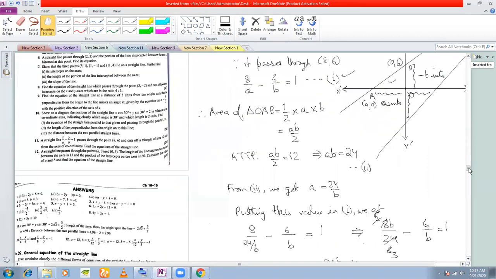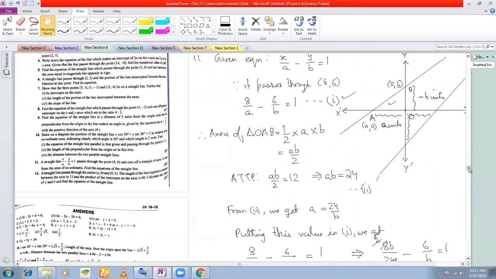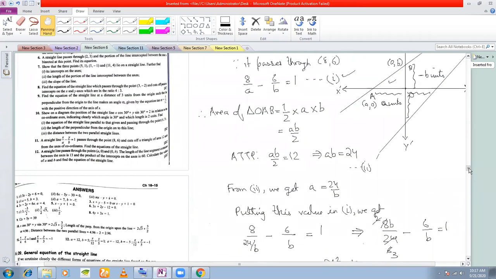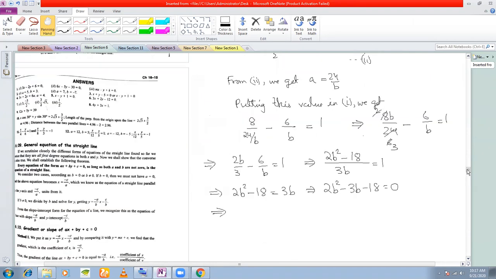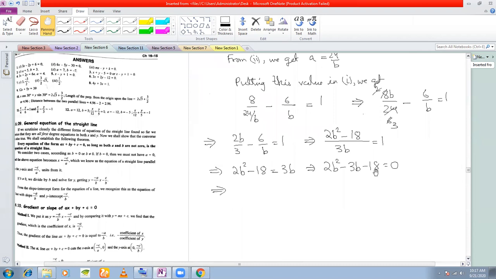Area of triangle AOB is this. And AB by 2 is 12 square units. Okay, so this is 24. So A gives you 24 by B. You put the value of A, 8 by 24, 2B by 3 minus 6 by B, 2B square minus 18 by 3B. This is okay.